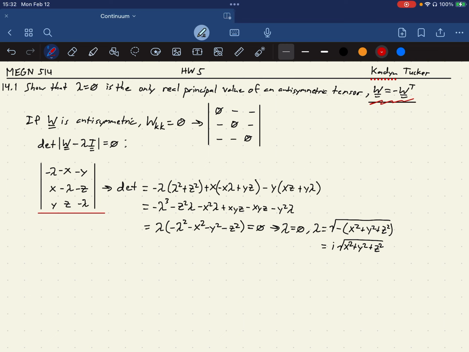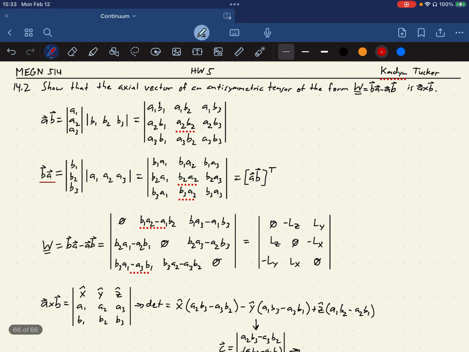And my thought process anyway was just to start with the determinant. It's usually a useful step when you don't know where to go. So I started with that, calculated that out, and sure enough, that was the correct way to go. So we find out that lambda either equals 0 or it equals this complex number. So we know right there that lambda equals 0 is indeed the only real principal value of an anti-symmetric tensor.